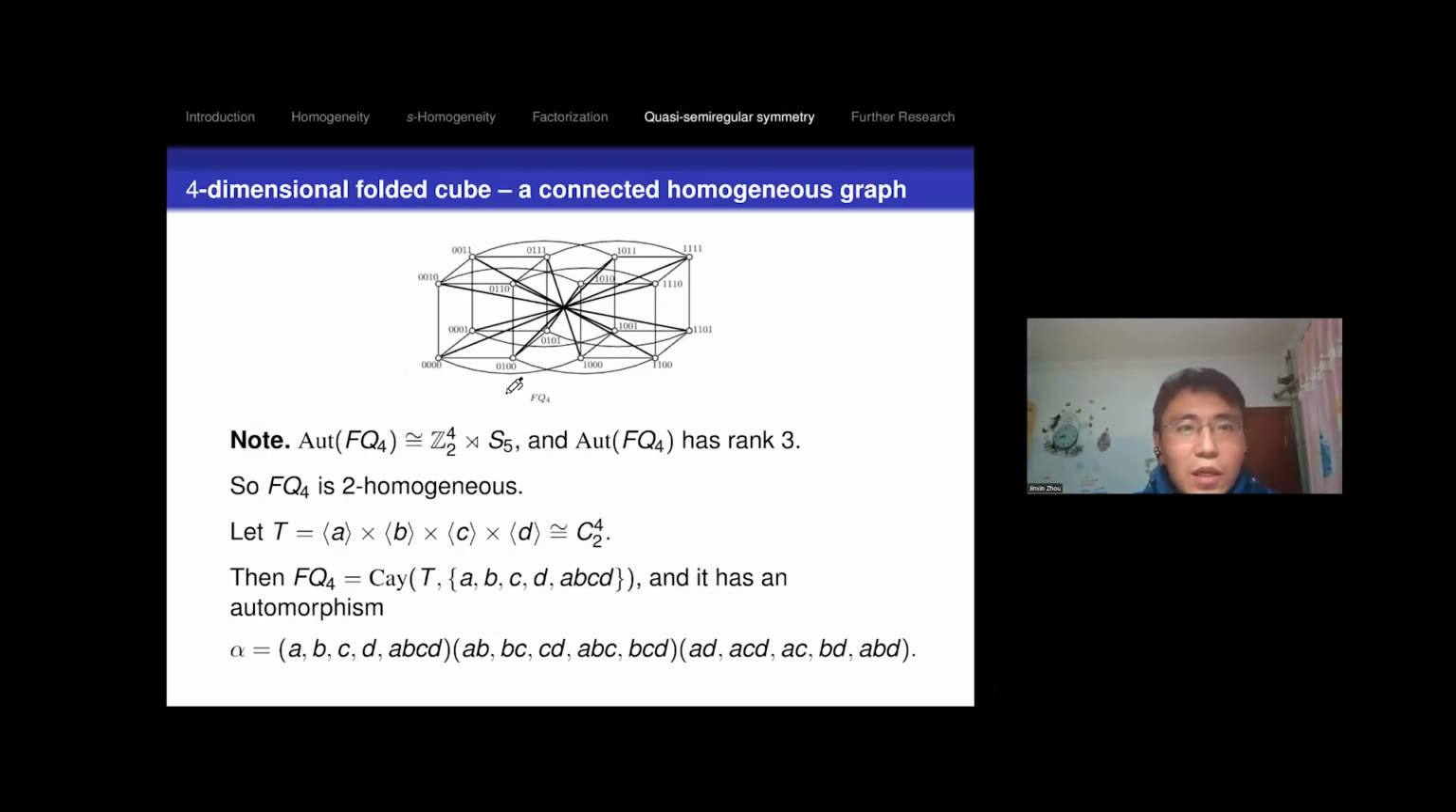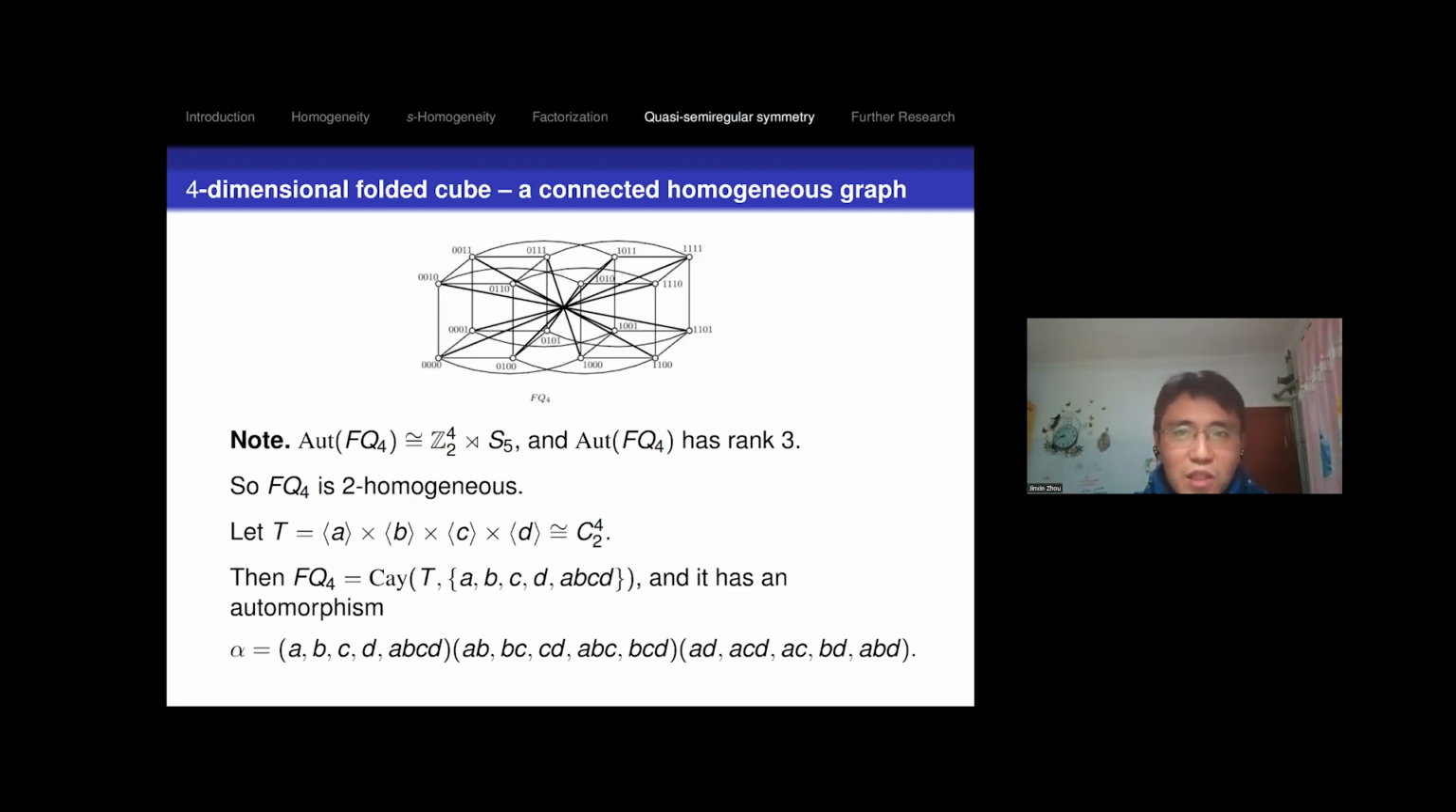Now let's look at another kind of symmetry. First, look at this graph. This is just the 4-dimensional folded cube. It's also the half of the graph of a 5-dimensional cube.